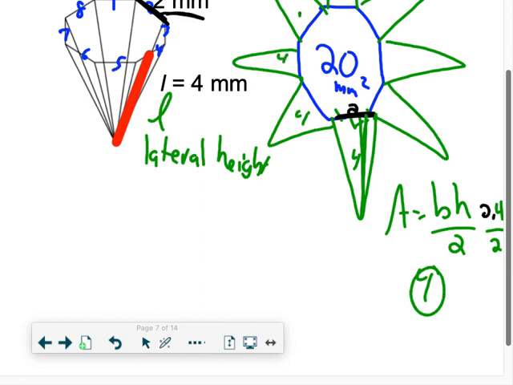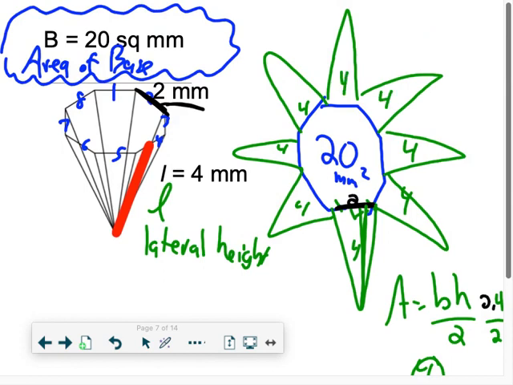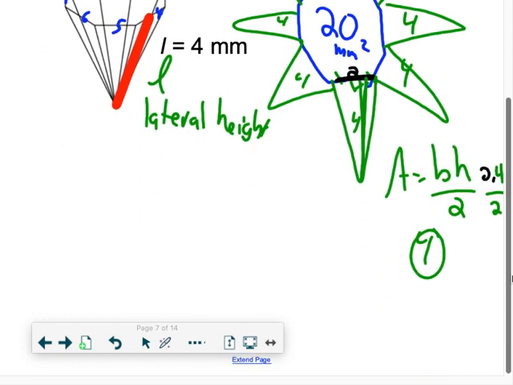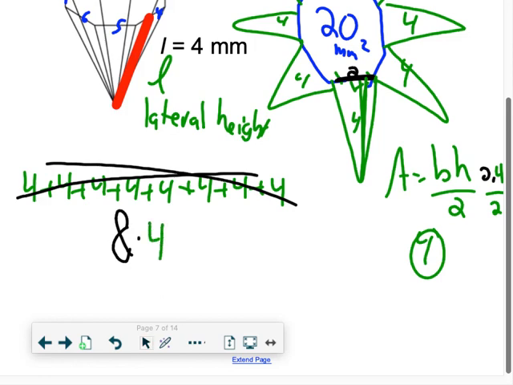They're all 4s. Do you want to put down 4 plus 4 plus 4 plus 4 plus 4 plus 4? You can do that. You want to put it down 8 times? That works perfectly fine. 1, 2, 3, 4, 5, 6, 7, 8. You can do that, but I like to make life easier. There's 8 4s. So let's take 8 times 4, the triangles, plus the area of the base.